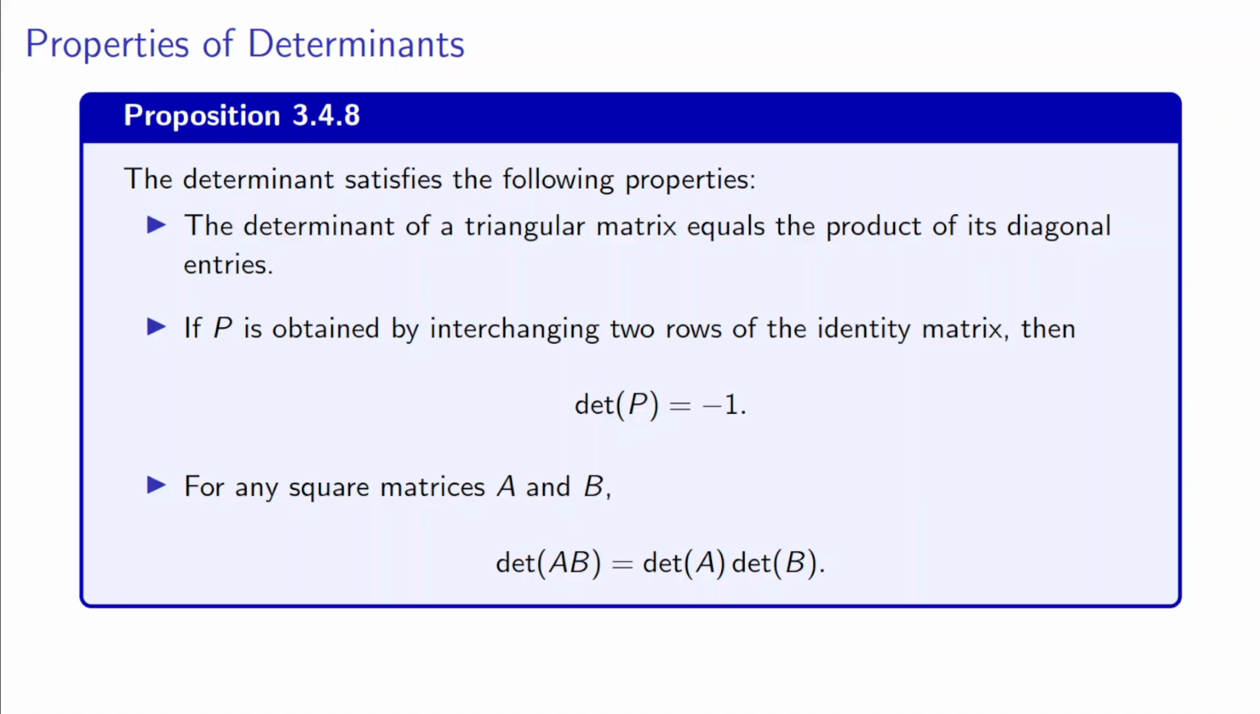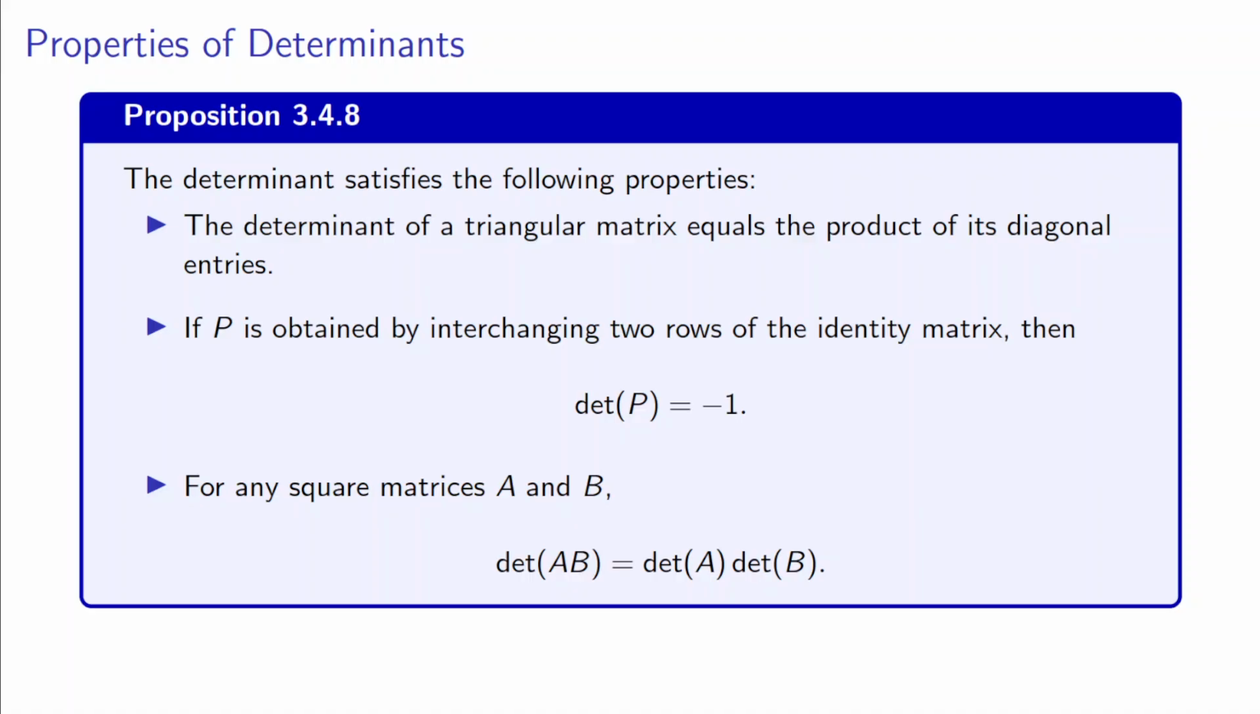Okay, and we want to end on this proposition 348, which just lists a few properties of determinants. The book does go into a little bit more in terms of motivating some of these, but we'll leave those for other videos or for you to see in the book. In general, we've got a few properties to list here. The determinant satisfies the following properties. First of all, the determinant of a triangular matrix equals the product of its diagonal entries. This is a really important property that will help us when it comes to actually doing some computations of the determinant and understanding some applications and other properties.